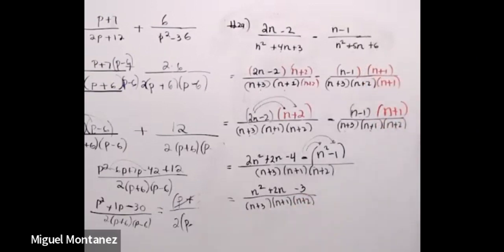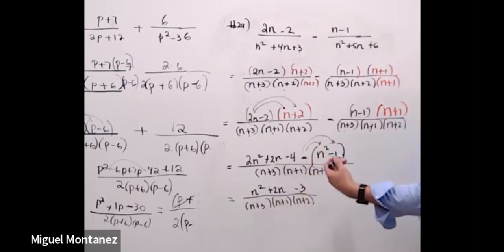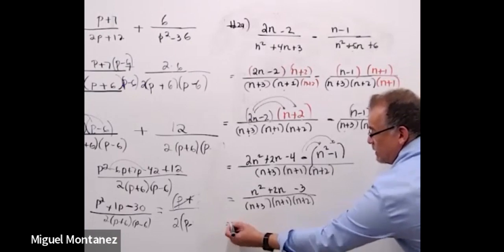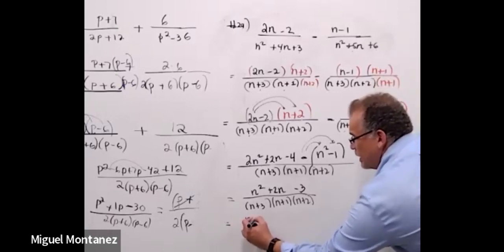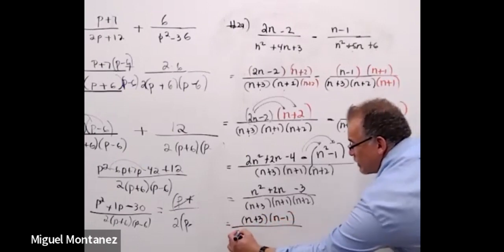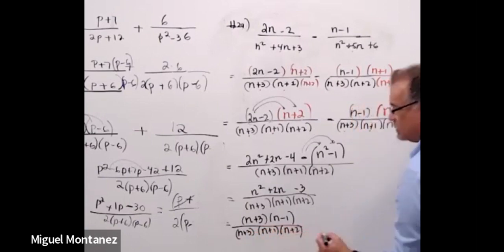In theory, we should stop here, but we need to see if we can factor the numerator to see if something simplifies. Sometimes things simplify, sometimes they don't, so we just have to factor to see what's going on. Factors of negative 3 that give me plus 2: we don't have many combinations. 3 times 1, and 3 minus 1 would be 2. So the 3 has to be positive and the 1 negative, over n plus 3, n plus 1, n plus 2.